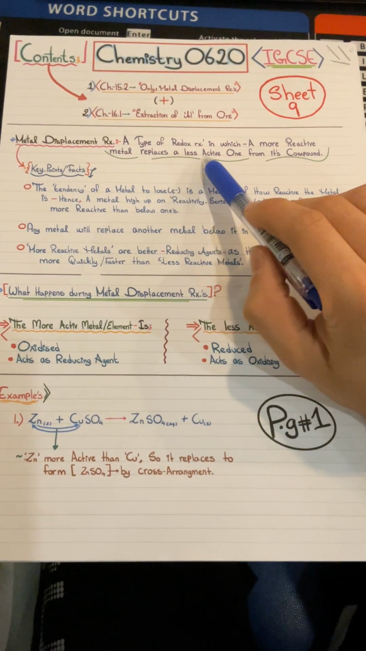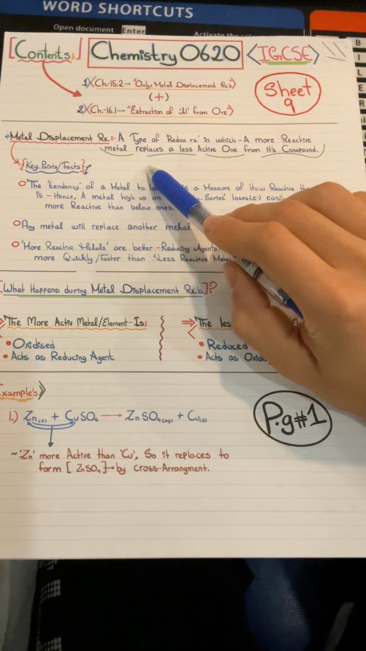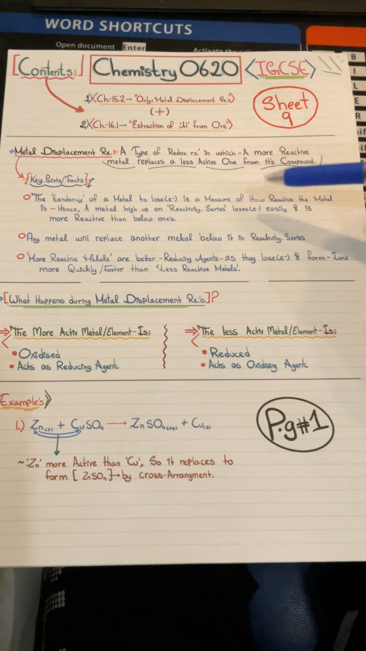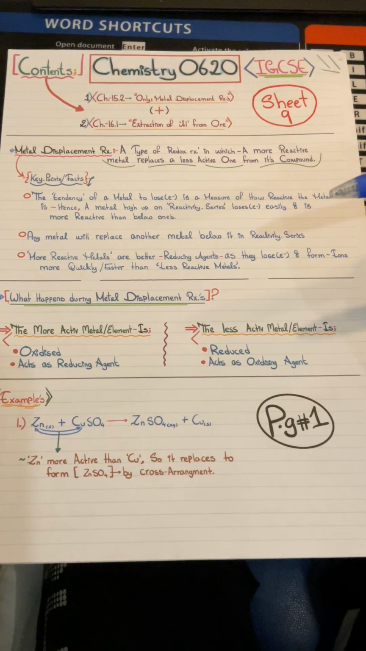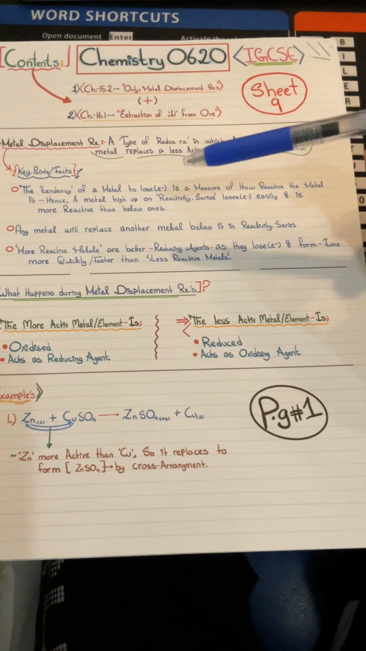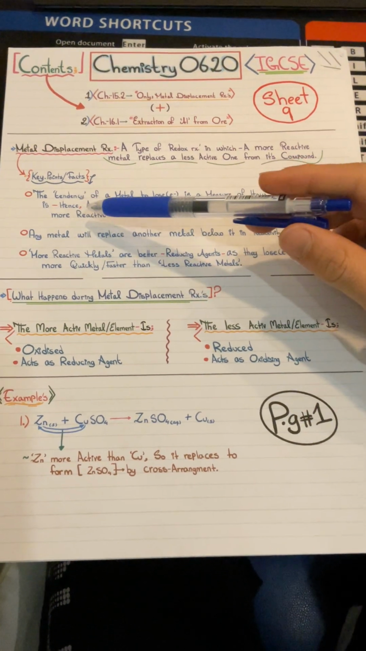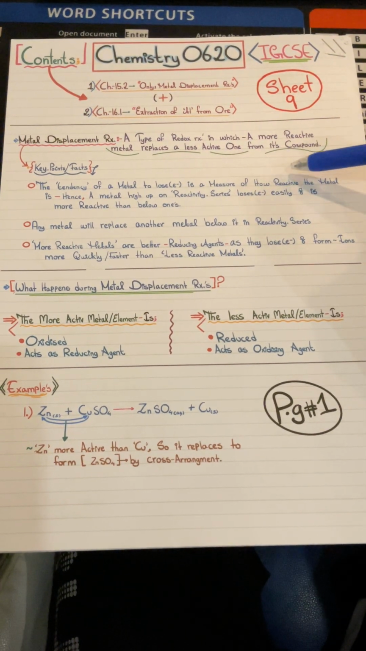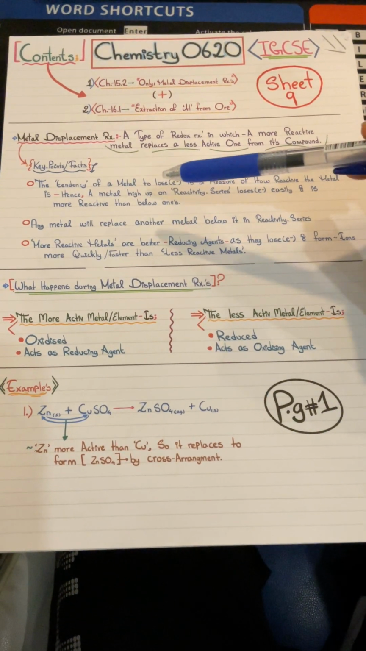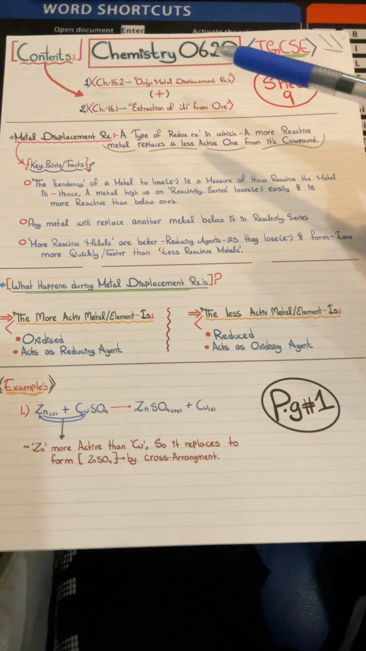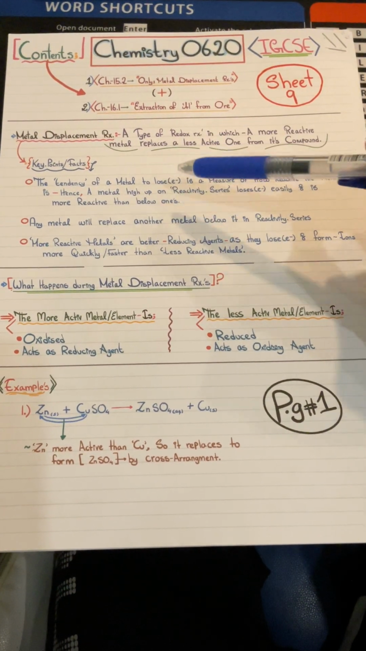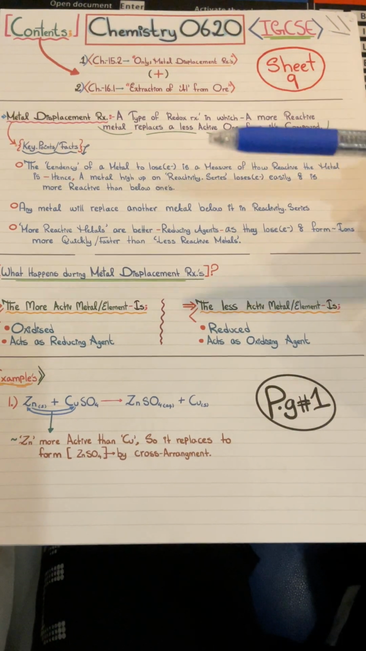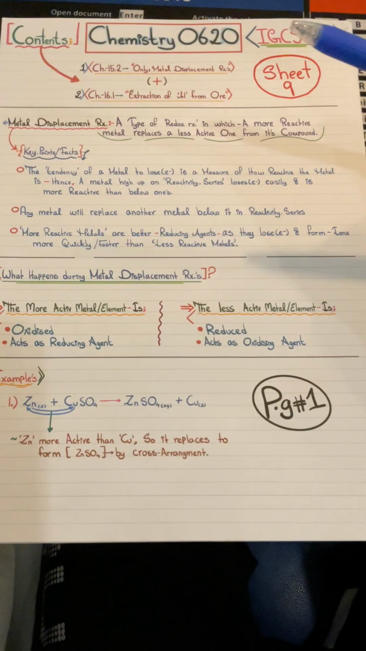So it's a type of redox reaction in which a more reactive metal replaces a less active one from its compound. Basically, the more active metal will replace a less active metal in the compound in the redox reaction, okay? Here are some key points to consider. The tendency of a metal to lose electrons is a measure of how reactive the metal is. Hence, a metal high up on the reactivity series loses electrons easily and is more reactive than the ones below it. Basically, the ability of an element to lose electrons defines how active it is.